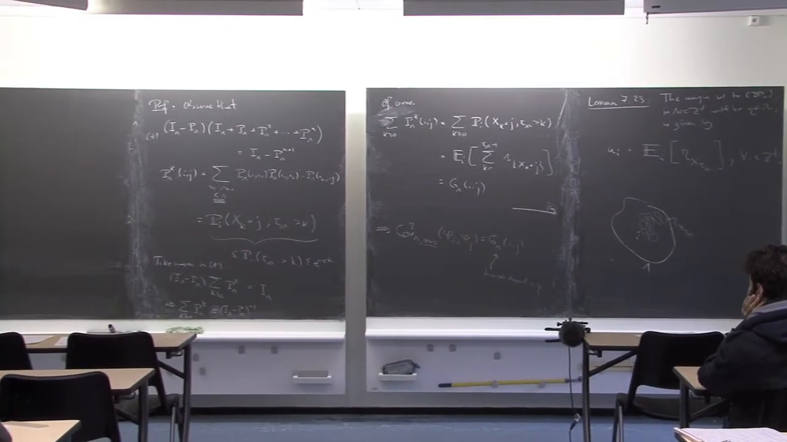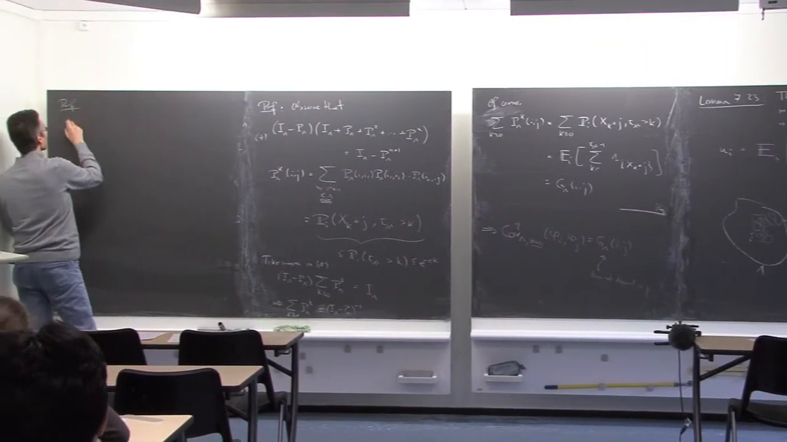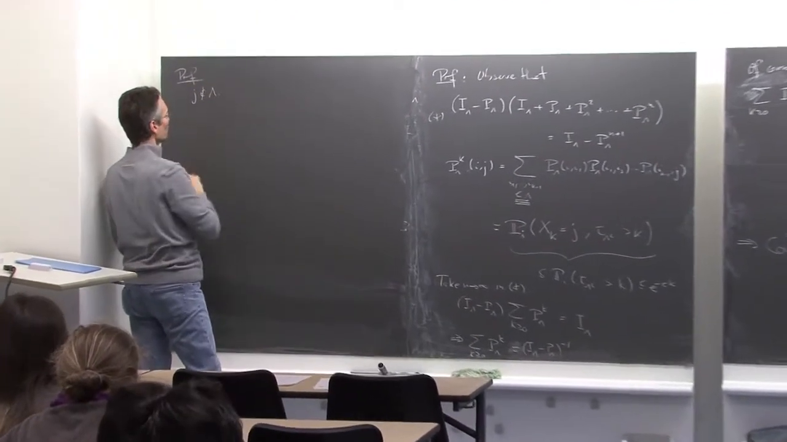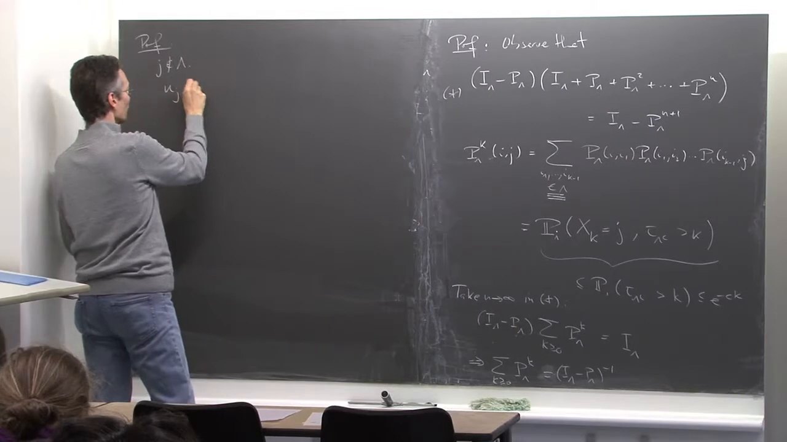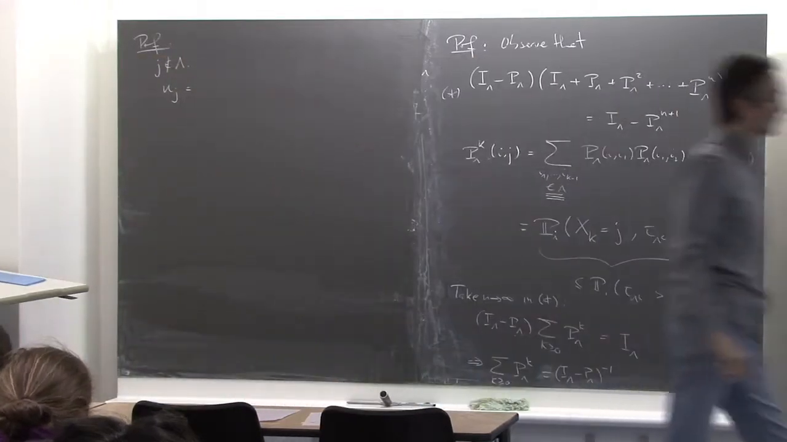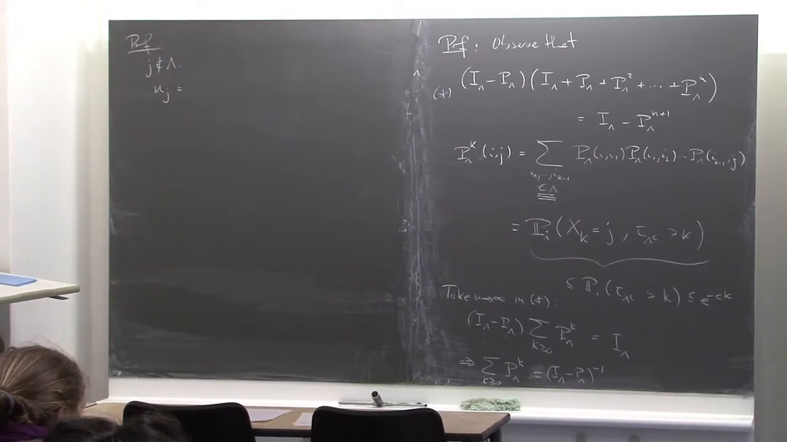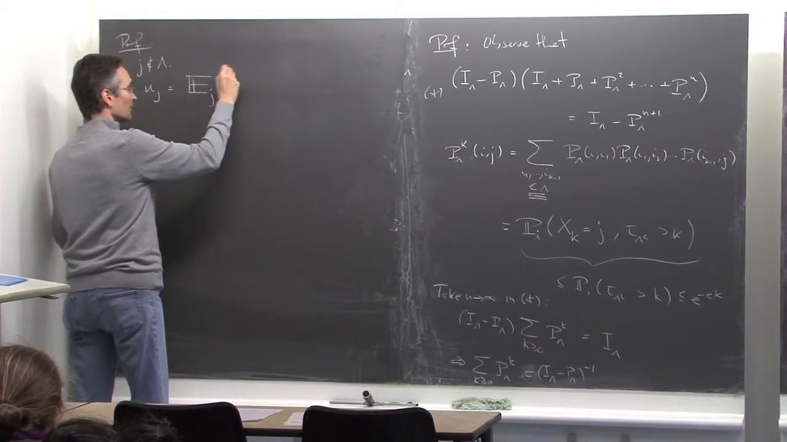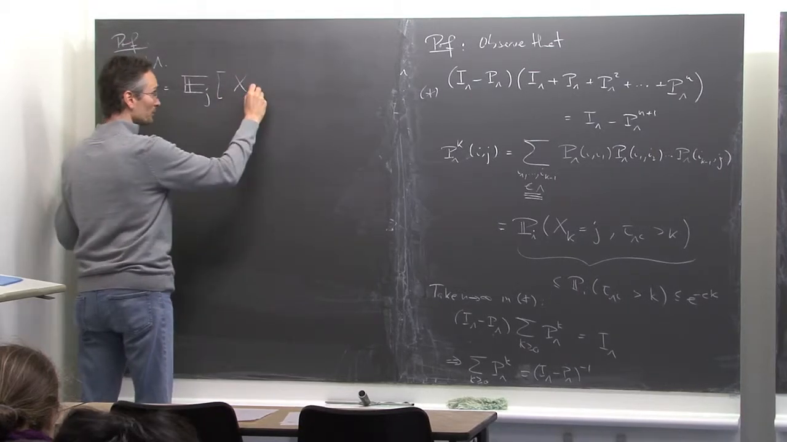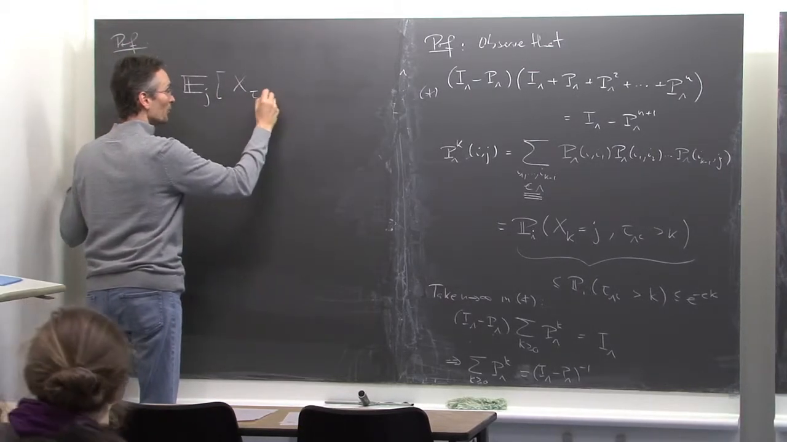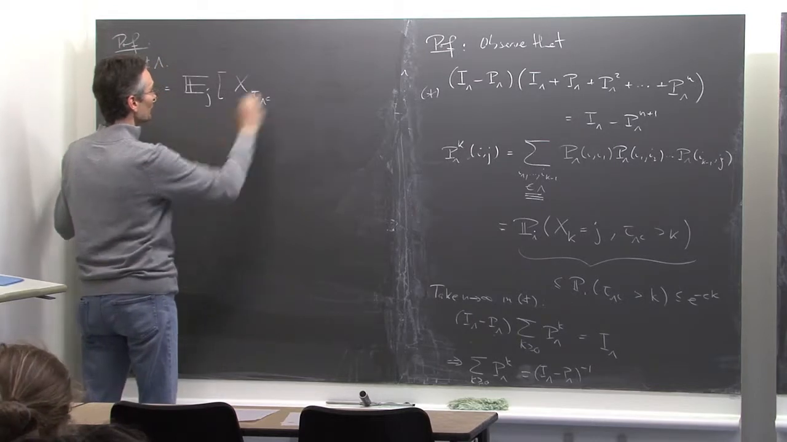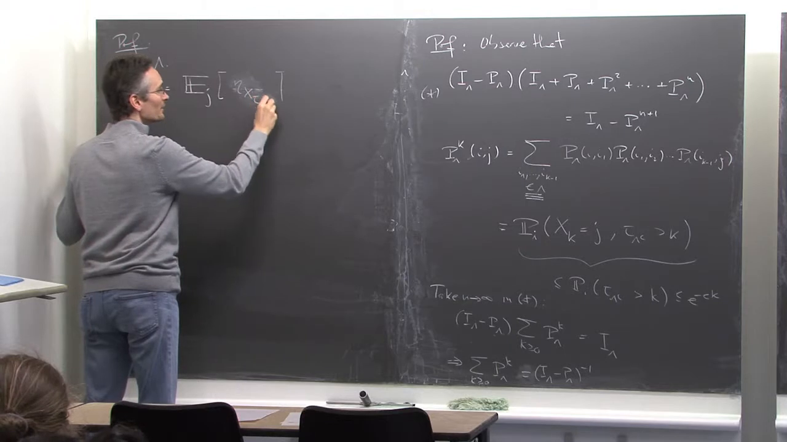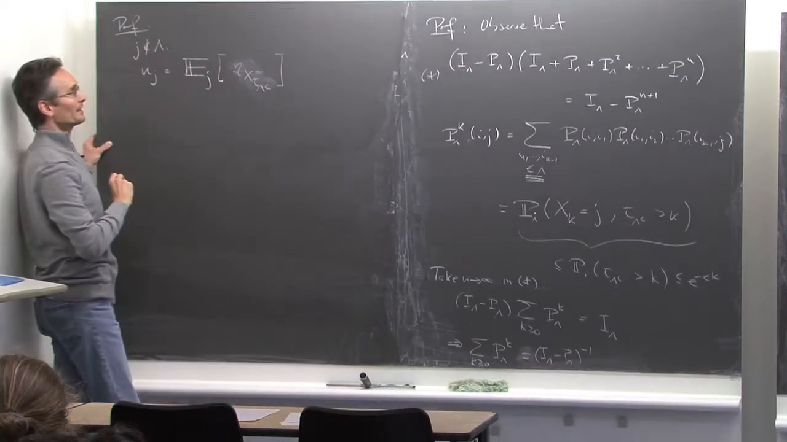Okay, so proof. Let's first assume that j is not in lambda, and let's compute u_j. So u_j, by the formula I've just given, is the expectation starting from j of eta of the position of the walk at the time where it exits the box lambda. Sorry, too many indices, so getting confused. Eta of x tau lambda c.